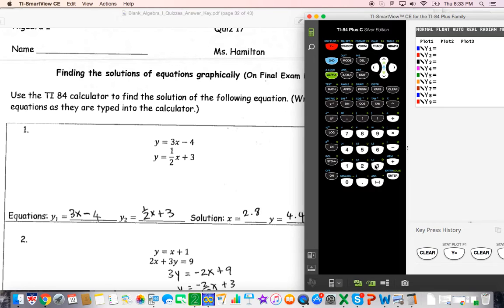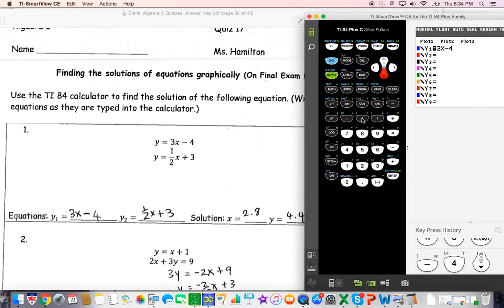And then we type exactly what we see. We have 3, and our x is over here. So 3x minus 4. So I just typed the first equation. And I would press graph, but I actually want to see a second graph, so I'm going to press down so I can type the second graph.